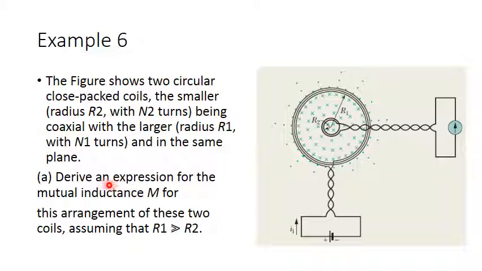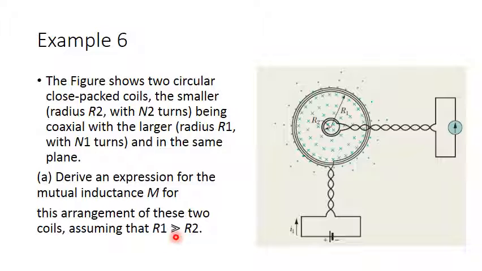It is required to derive an expression for the mutual inductance M for this arrangement of these two coils, assuming that R1 is much greater than R2. Alright, how to start?